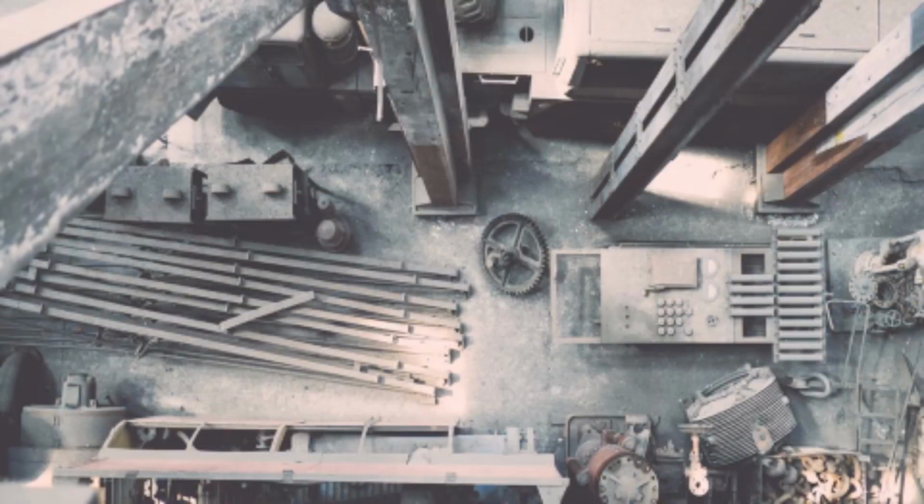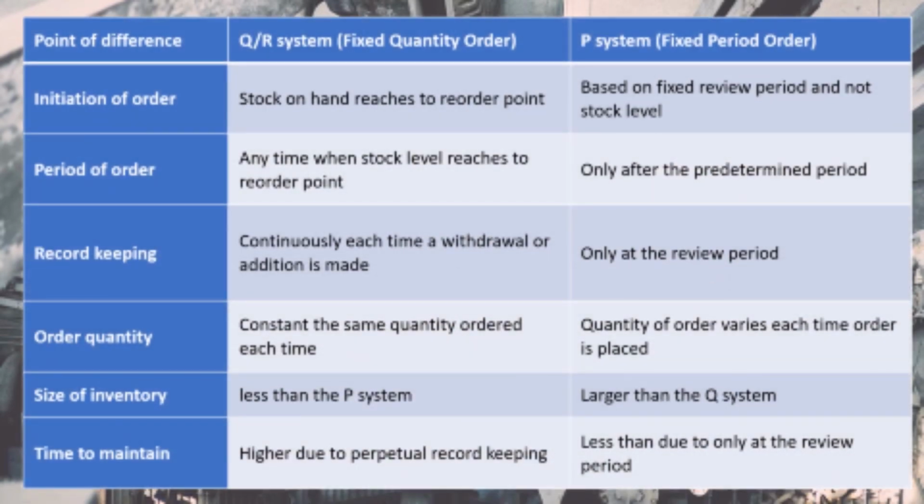And this chart can show you the contrast between the Q system, which we call the fixed quantity order system, and the P system, which is also known as the fixed period order system. All these differences can be identified on the basis of different parameters like initiation of orders, period of order, record keeping, order quantity, size of inventory, and time to maintain it. So all these things which we have discussed in the two models can be summarized through this table. So it is very easy to understand.